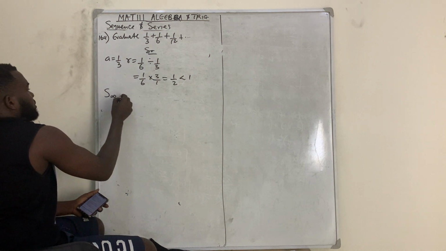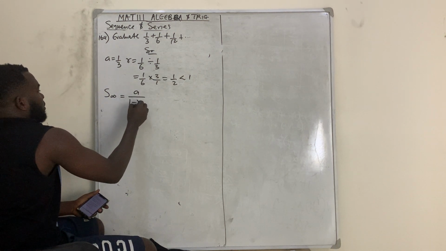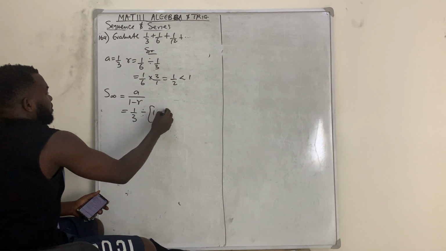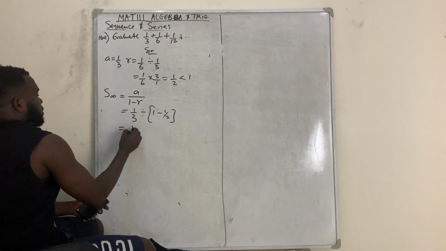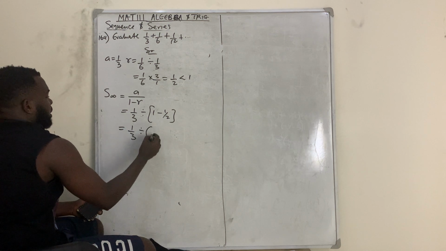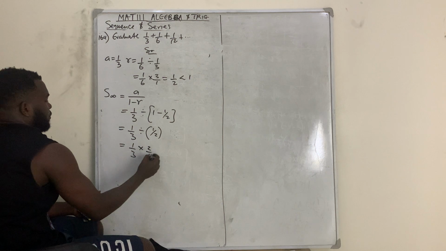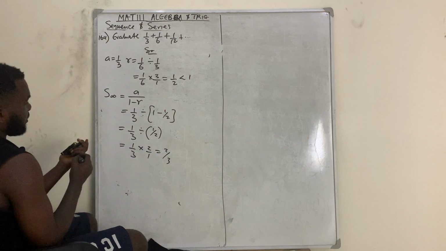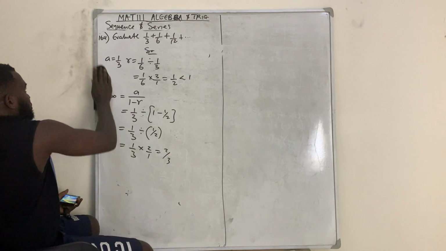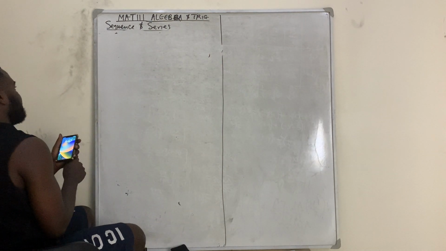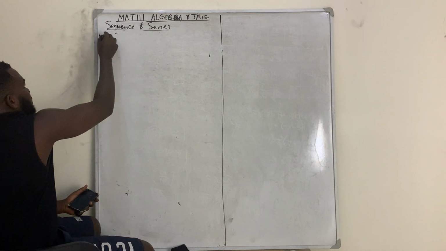So sum to infinity is equal to what? A over 1 minus r. My a is 1 over 3 divided by 1 minus 1 over 2. So which is what? 1 over 3 divided by 1 over 2. So which is 1 over 3 times 2 over 1, which is 2 over 3. So 2 over 3 is the solution to this. So we'll go to the next question. Question number 165.